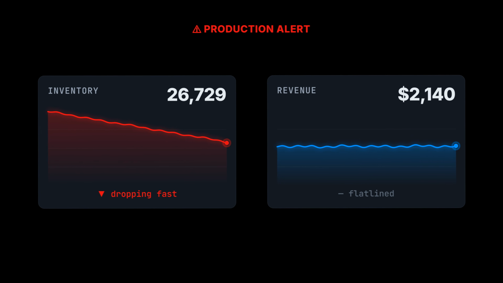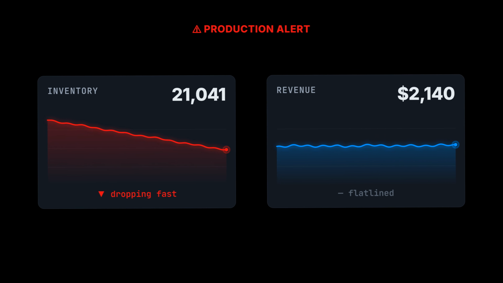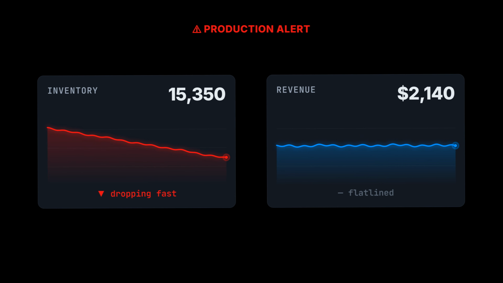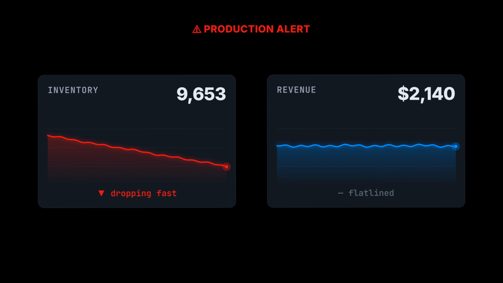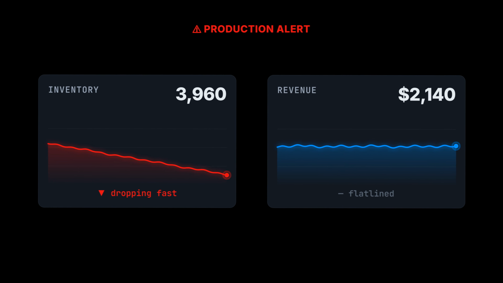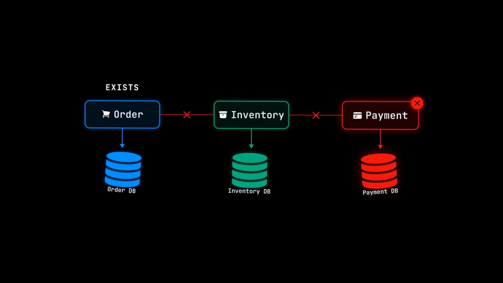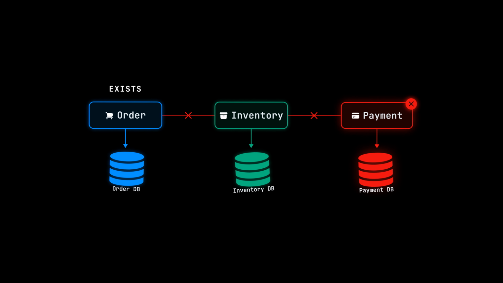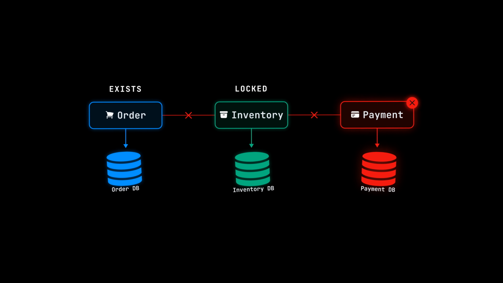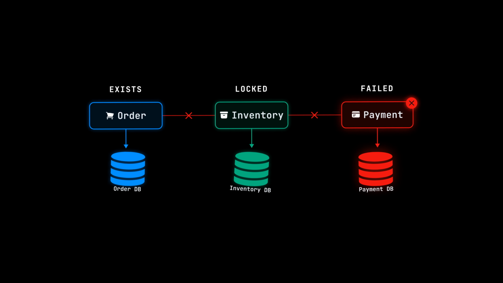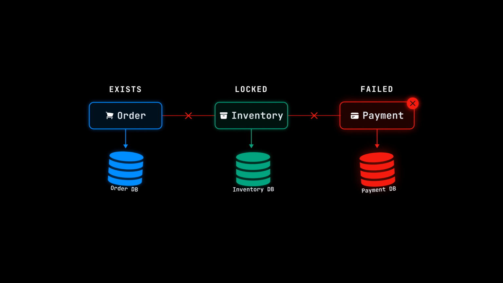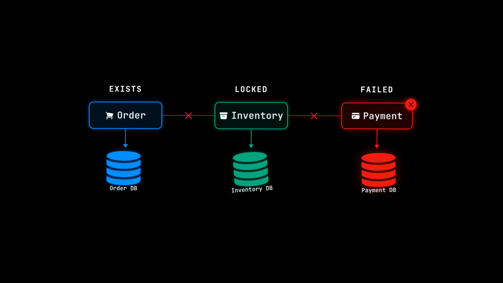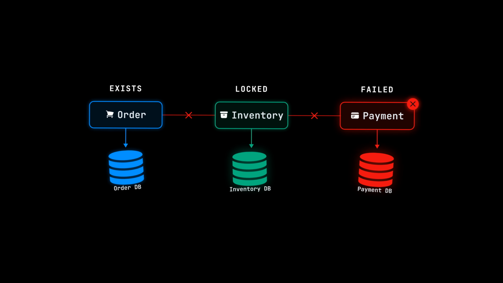But here's the part that makes absolutely no sense. Revenue isn't moving. Hours of digging through logs and traces, and then finally they find the pattern. The order exists in the order database. The inventory is locked in the inventory database. But the payment, it failed. And now thousands of products are locked up by orders that were never actually paid for. On the biggest sales day of the year.